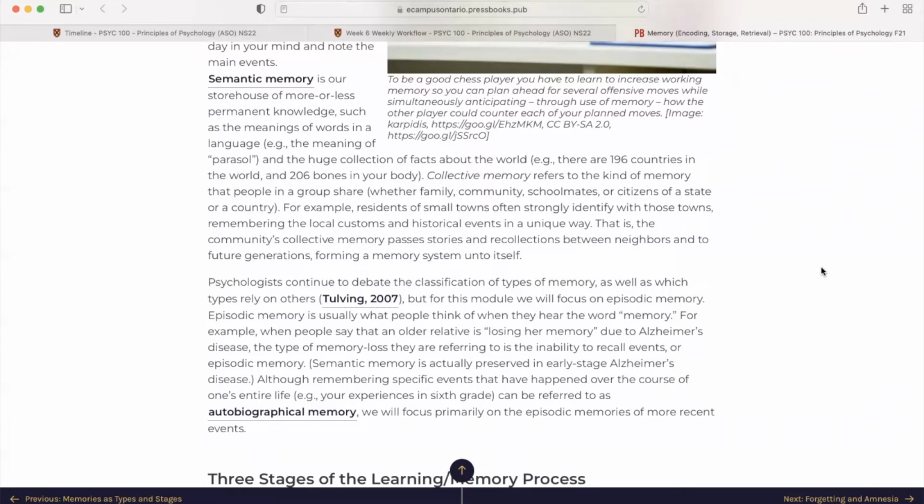Psychologists continue to debate the classification of types of memory as well as which types rely on others. But for this module, we'll focus on episodic memory. Episodic memory is usually what people think of when they hear the word memory. For example, when people say that an older relative is losing her memory due to Alzheimer's disease, the type of memory loss they are referring to is the inability to recall events, or episodic memory. Semantic memory is actually preserved in early stage Alzheimer's disease.